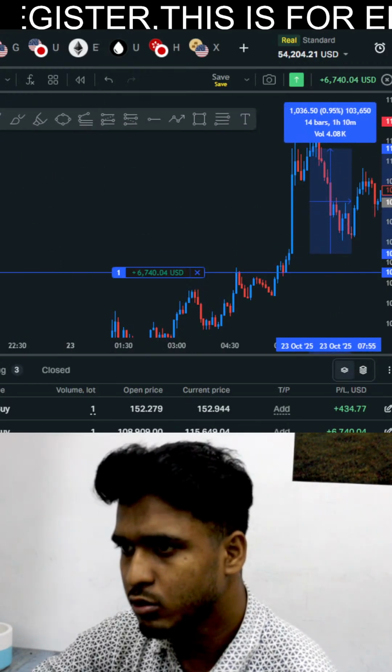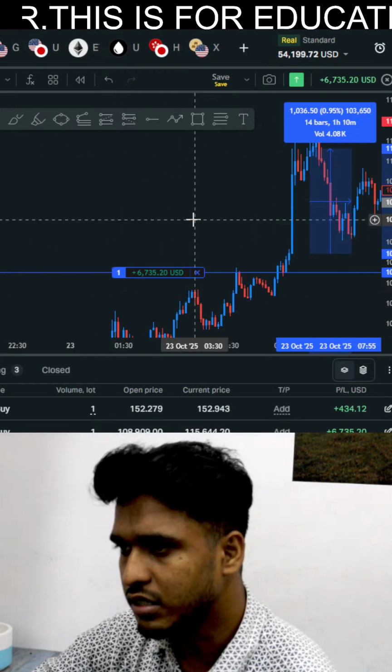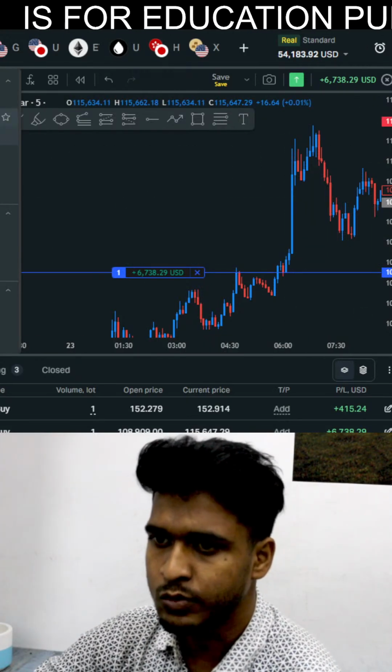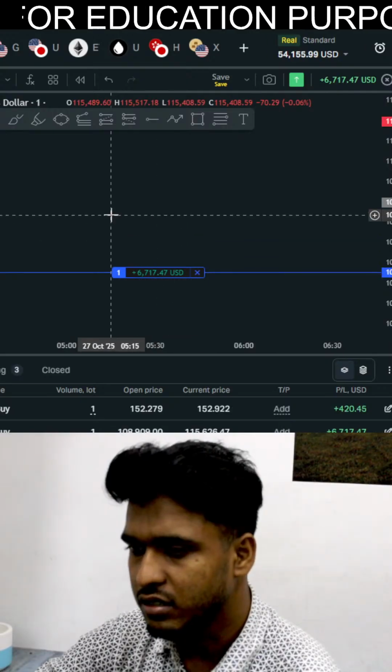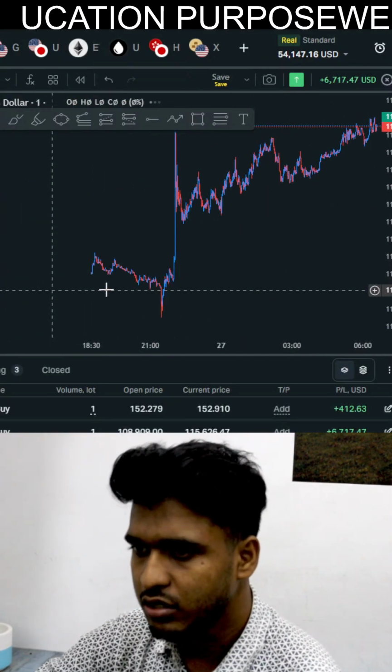So it's a 1000. Okay. So 190 to 110. Just 100 pips within a minute to 5 minutes. We just made that. So these are the trades. Look at that.